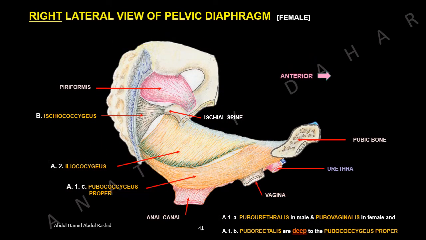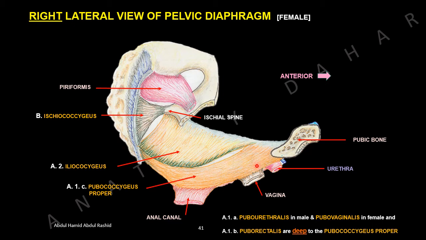Right lateral view of the pelvic diaphragm in female. We are looking at the pelvic diaphragm muscles from the right side. This is anterior. This is the pubic bone. This is the urethra. This is the vagina. This is the anal canal. This is the sacrum.